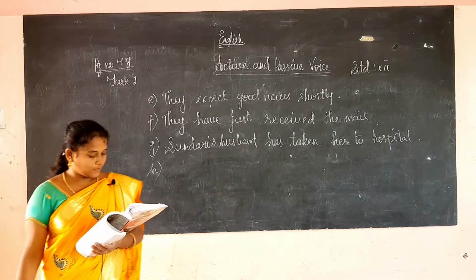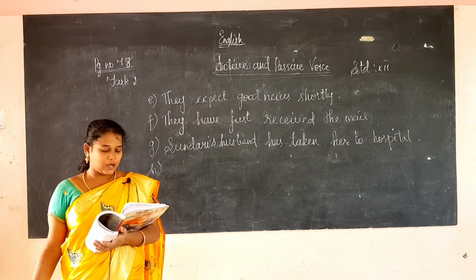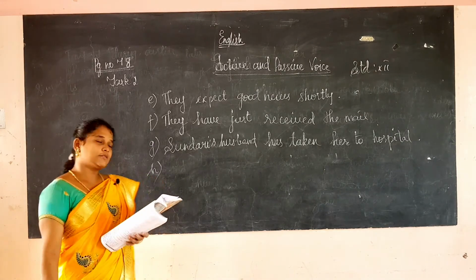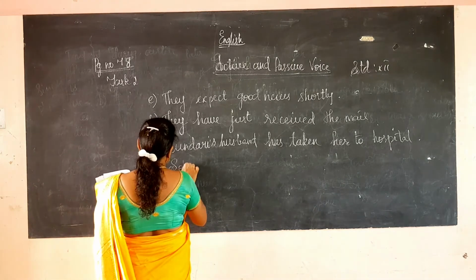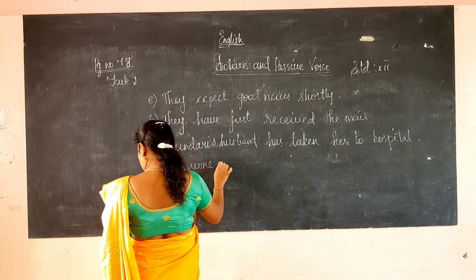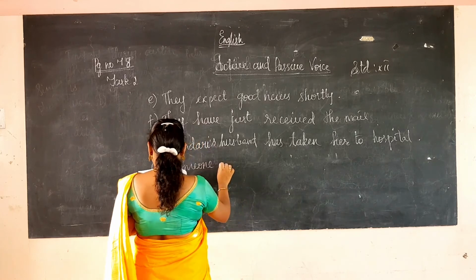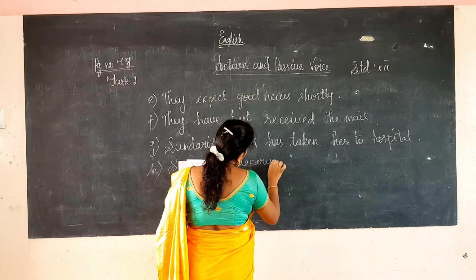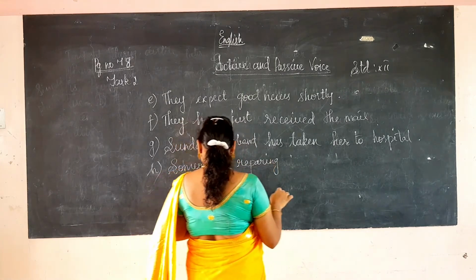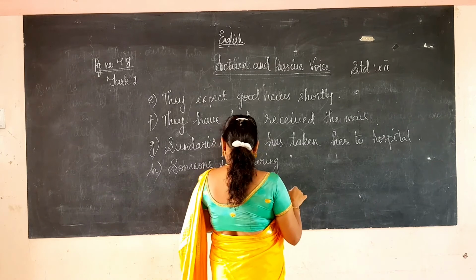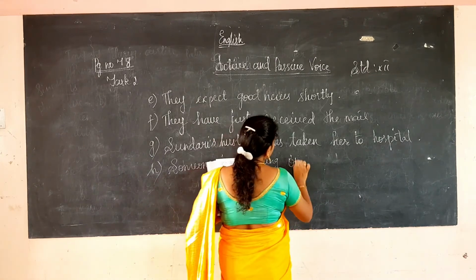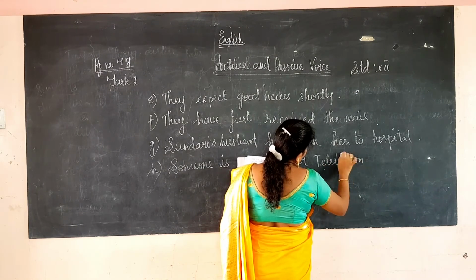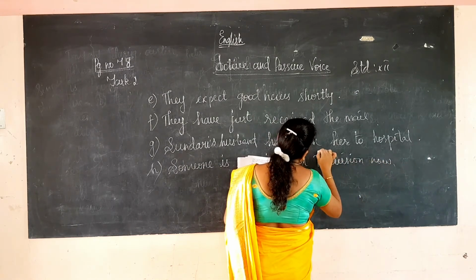Next one. Our television is being repaired now. So here they have not used any doer. So we can use someone or somebody, anything. Someone is being repaired. We will change it to is repairing. Being we will change into repairing. Someone is repairing our television now.